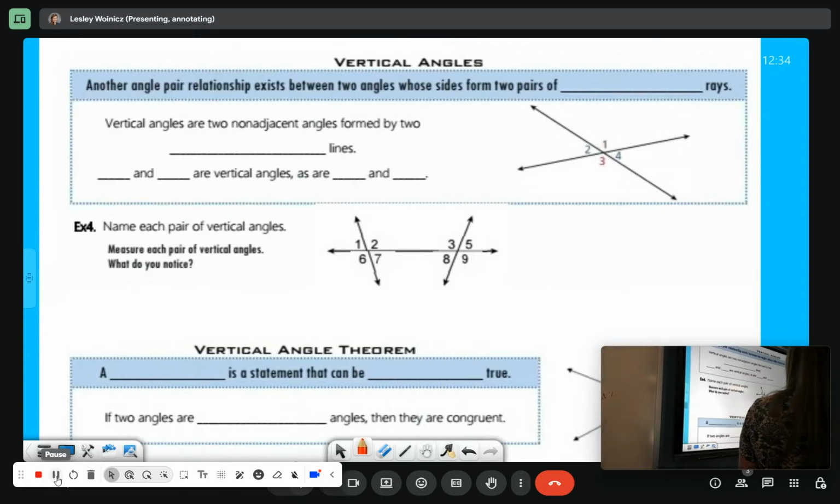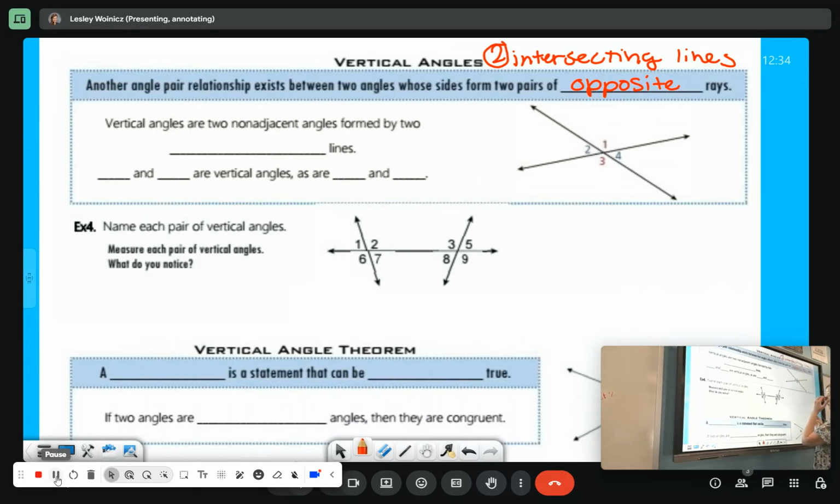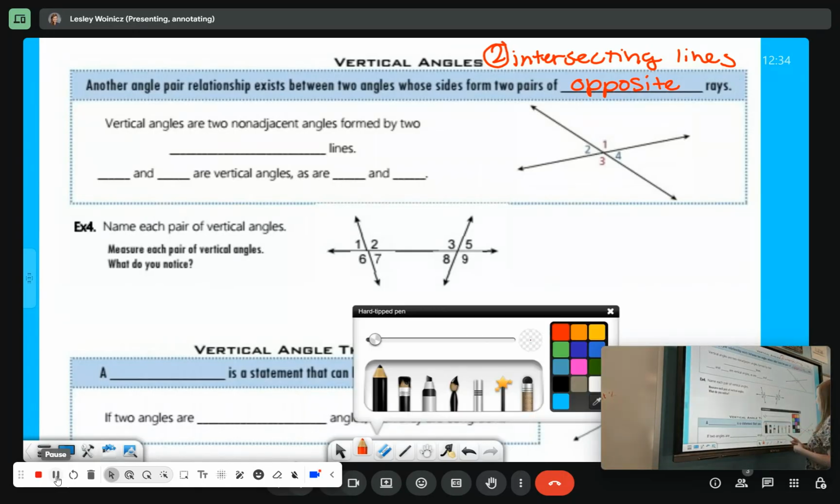So, another pair of angle relationships exists between two angles whose sides form two pairs of opposite rays. Or you can think of these as intersecting lines. Let's say two intersecting lines. Okay, so you can't really tell this on yours, but these are different colors.